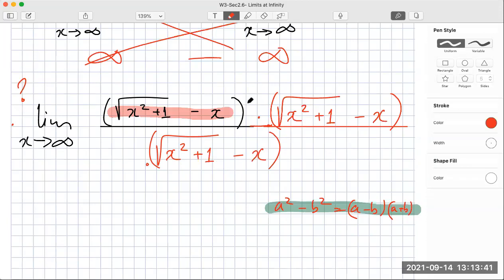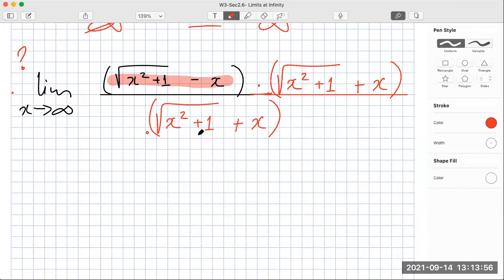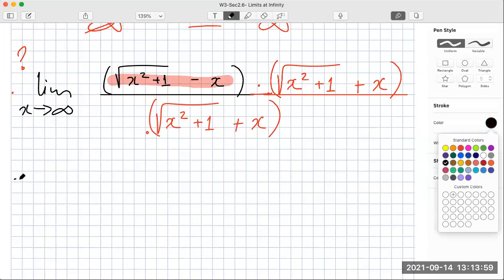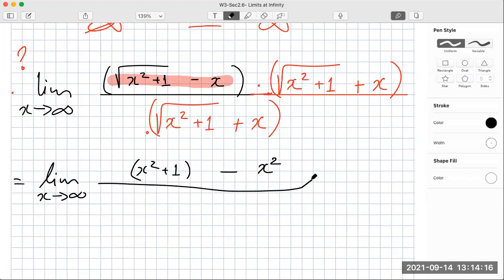Oh, does it help here? Oh, plus, yeah, my bad. Thank you, Sarah. Then, what should we do next? Yeah, distribute this. What is it here? The first guy squared. Yes. Subtract. Yes, x squared here. The denominator. Good job. Right.